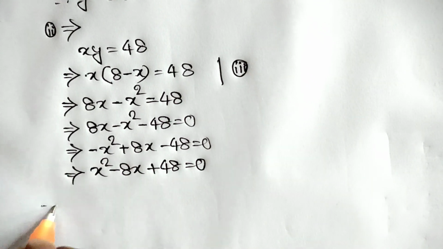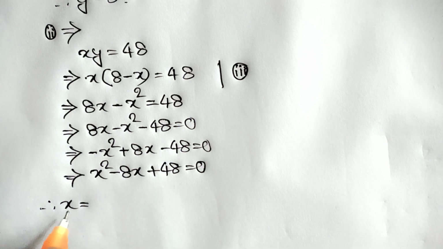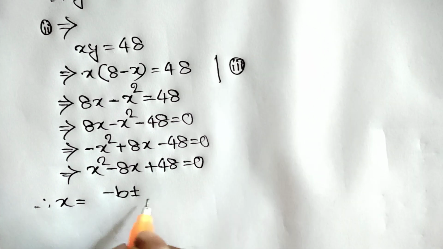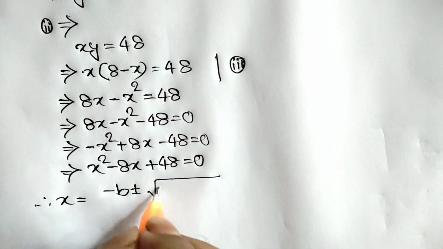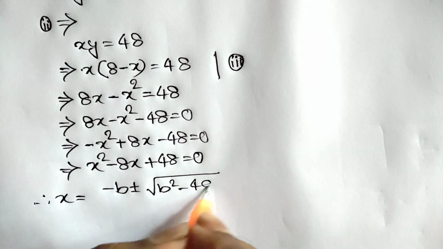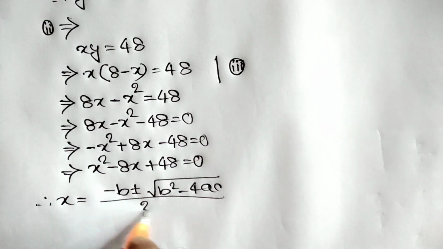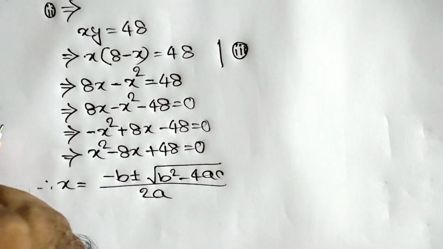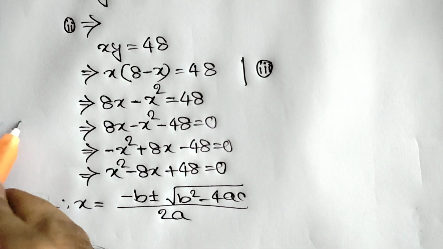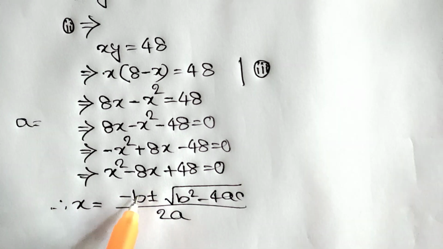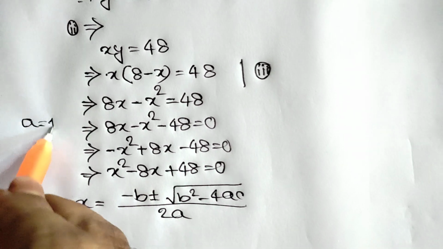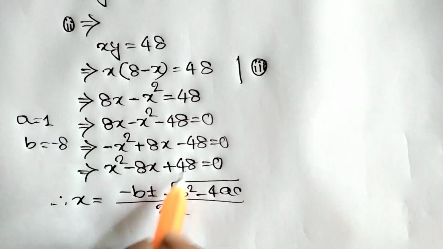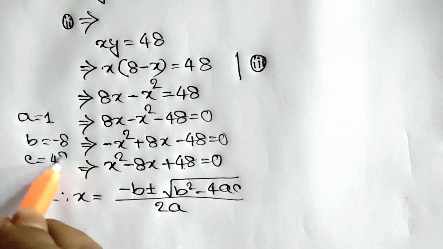Now here we can apply the quadratic formula. So x is equal to minus b plus or minus square root of b square minus 4ac over twice a. Here a is equal to 1, b is equal to minus 8, and c is equal to 48.